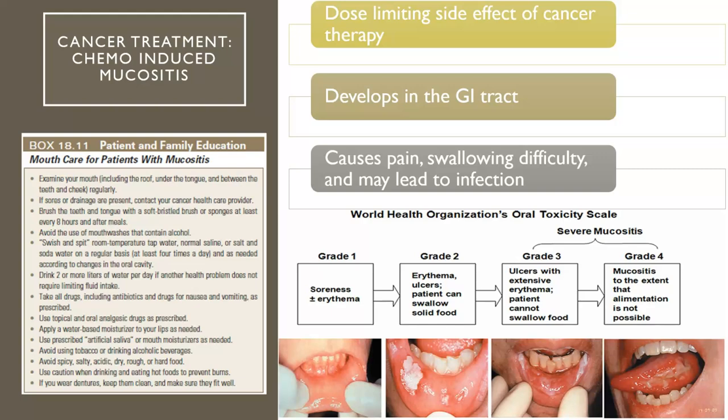Ugh, I can't even picture having an ulcer and eating spicy food. Use caution when drinking and eating hot foods to prevent further breakdown. If you wear dentures, keep them clean and make sure they fit.